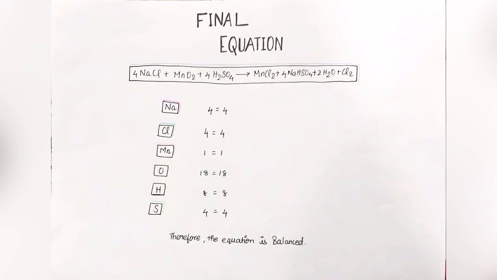And also for oxygen, the atomicity is 18 on both the reactant side and the product side. And for hydrogen, the atomicity is 8 on both sides. And for sulfur, the atomicity of the element is 4 on both the reactant side and the product side. Therefore, we can say that this equation is balanced.